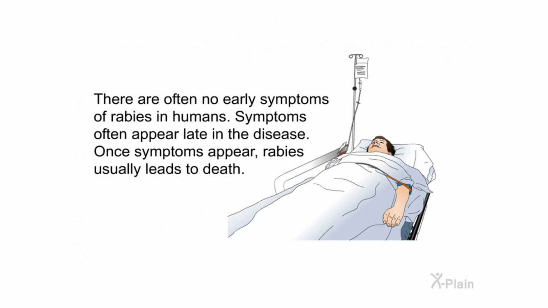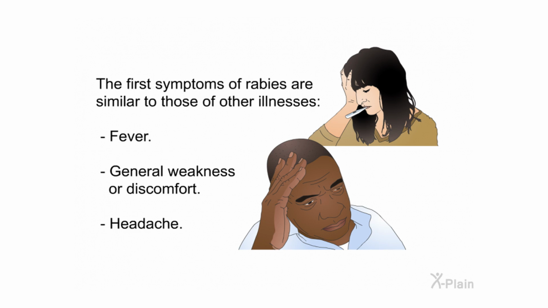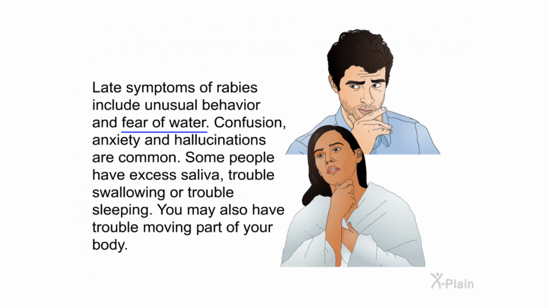Symptoms. There are often no early symptoms of rabies in humans. Symptoms often appear late in the disease. Once symptoms appear, rabies usually leads to death. The first symptoms of rabies are similar to those of other illnesses: fever, general weakness or discomfort, headache. Late symptoms of rabies include unusual behavior and fear of water. Confusion, anxiety, and hallucinations are common. Some people have excess saliva, trouble swallowing, or trouble sleeping. You may also have trouble moving part of your body.